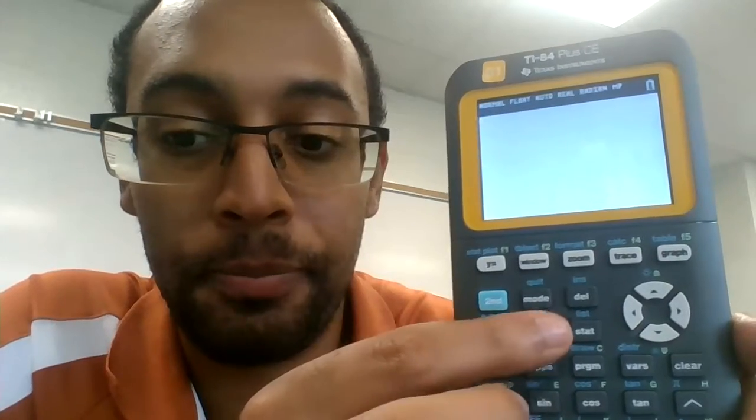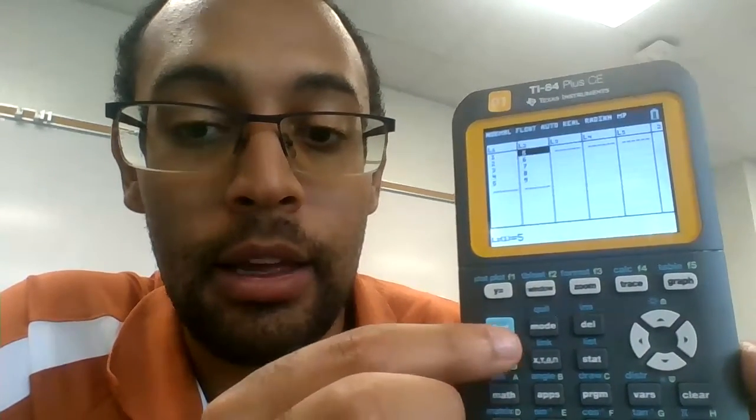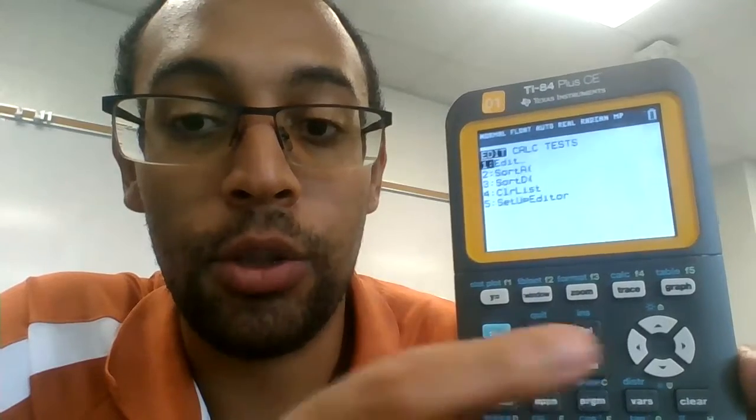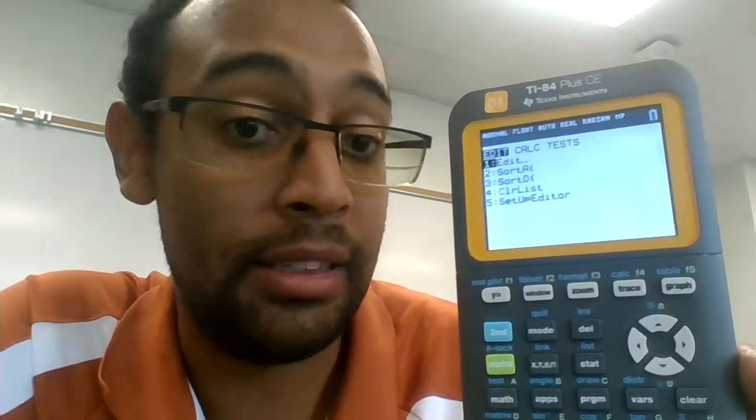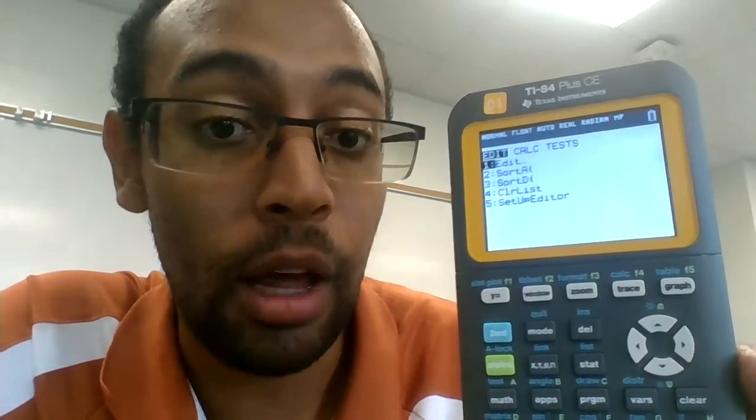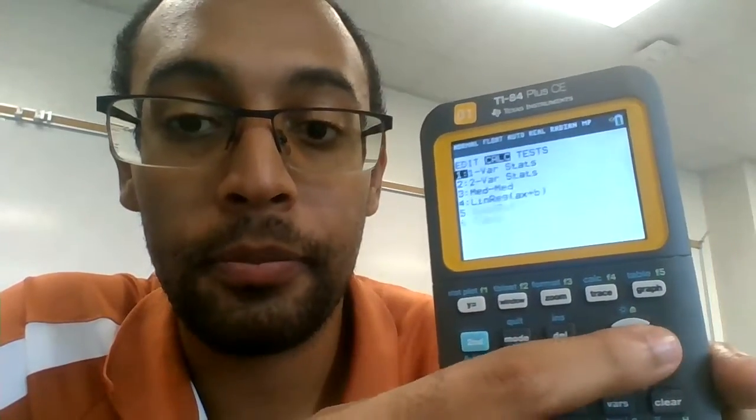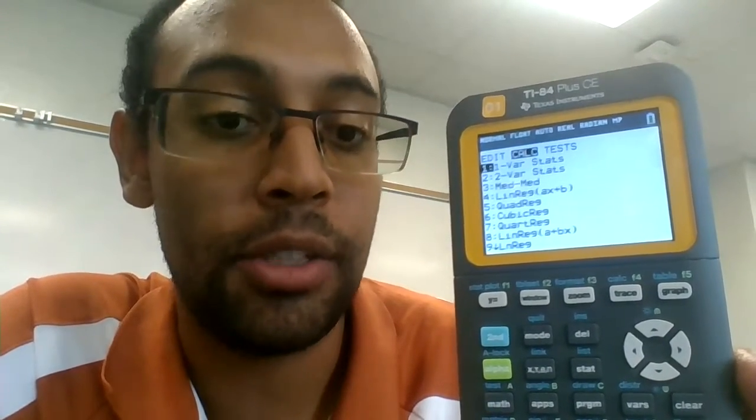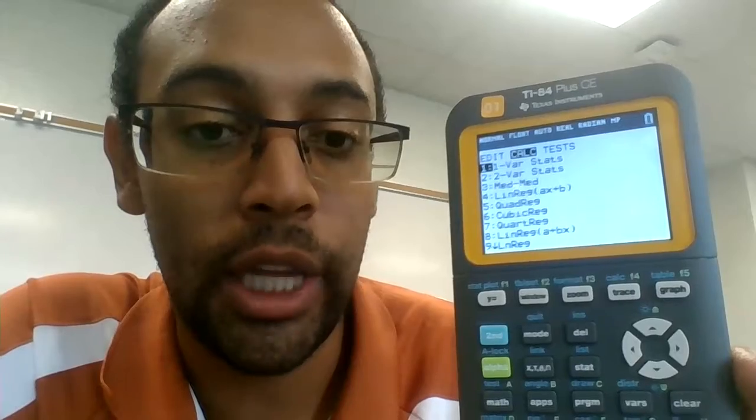If I want to create a list, I use stat and I do option 1, edit. That will give me my list. If I want to calculate and see, is this a line? Is this a parabola? Is this a cubic? I use stat calculate, and I can use 4, 5, 6, 7, 8, 9, so on and so forth. We're focusing solely on number 4, linreg.